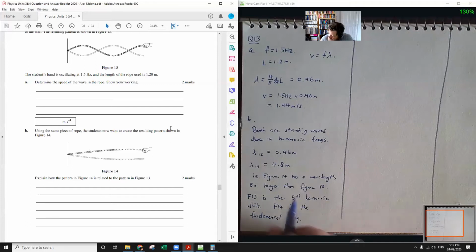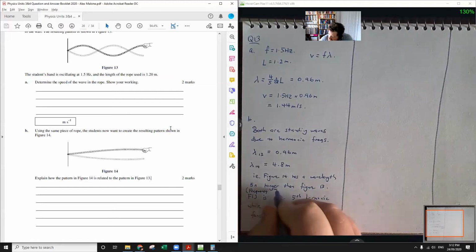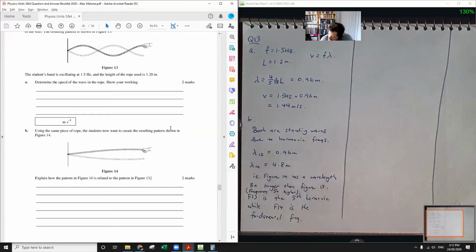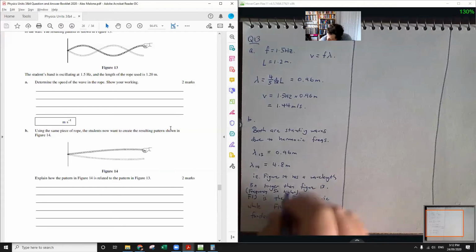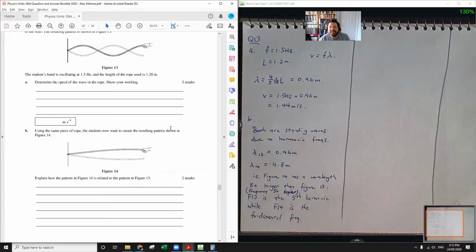So you could say it has a wavelength 5 times longer, or you could say a frequency 5 times lower. Or you could phrase those in reverse direction or whatever it might be. But yeah, you want to make it clear that you know that this is the fundamental and that this is a higher harmonic, and specifically in this case, the fifth harmonic.